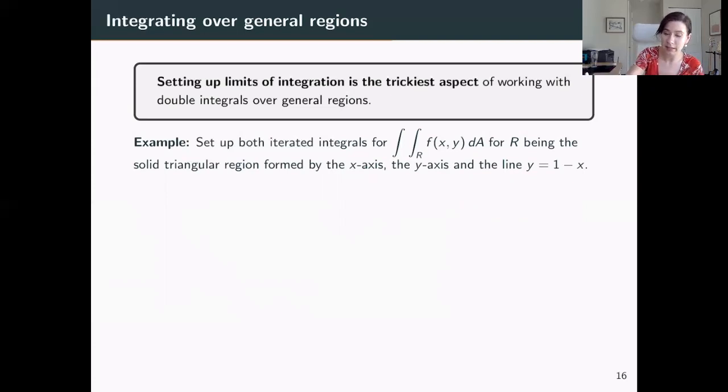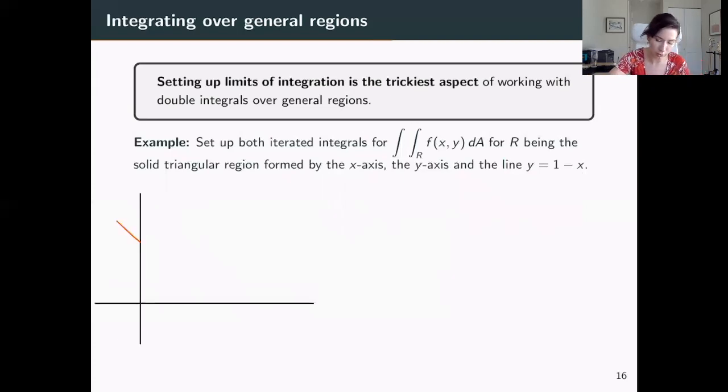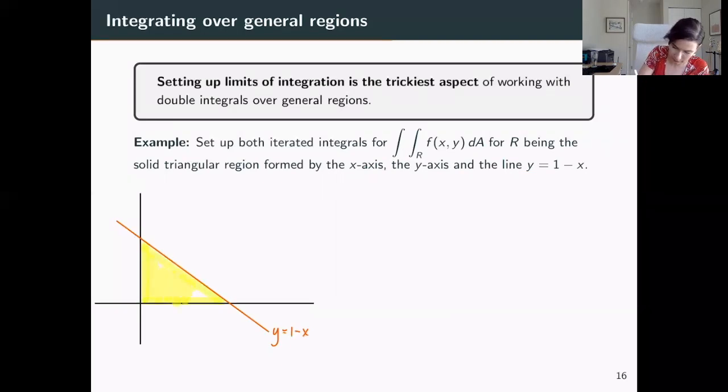Here we have an example where we have a triangular region that's defined by looking at the area underneath of the curve y equal to 1 minus x and above the x-axis. So the region that I'm looking at is this region here, which we call our region R. So here is the region R that we are going to be working with.